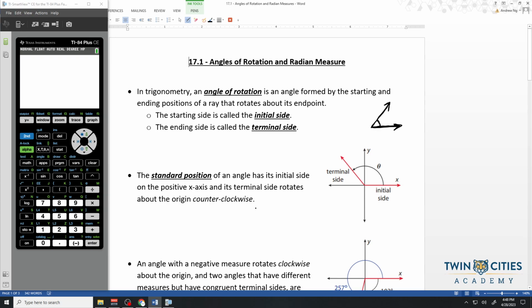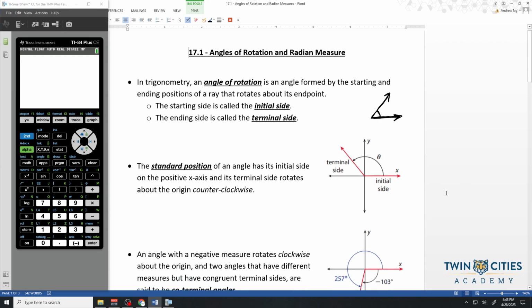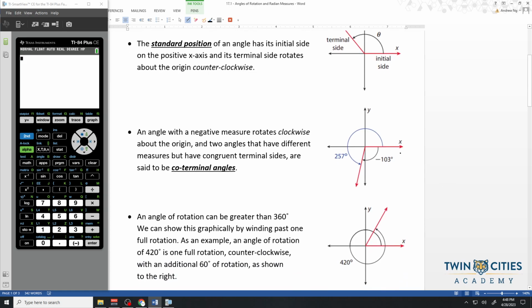So in standard position, the initial side is always the positive x-axis, right here. And I rotate counterclockwise to get a positive angle measure, and I'll end somewhere. Where I end, that's going to be my terminal side. So if I go counterclockwise, this will be a positive angle. And if I go clockwise, then that would be a negative angle. Well, at some point, these two are going to meet up.